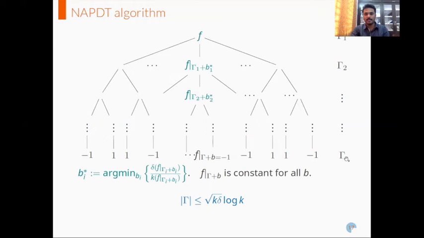At some point, all the functions in some level become constants. That's when you stop. And the claim is that the parities which you have collected using Chang's lemma at each level, if you put them all together, are not too many in number. That is the non-adaptive parity decision tree algorithm, and this analysis is non-trivial, and I'm not going to cover it now, but you can check it in our paper.